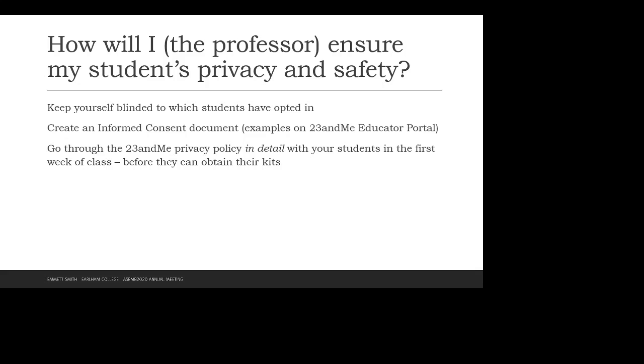Another thing that I would suggest is going through the 23andMe privacy policy in detail with your students the first week of class before they're allowed to obtain their kits. So obviously, getting results back within one semester, you need to get those kits to the students early, have them send the sample to 23andMe ASAP so that they can get their results back. Usually this takes about a month or so. And so if you have any projects you want to do, just be aware that it's going to take some time for them to get their own personal results in.